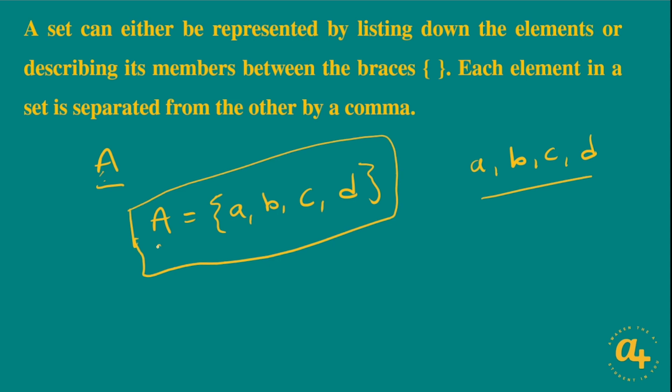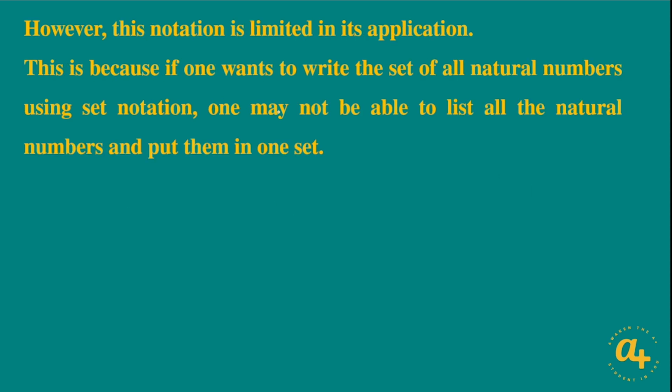On this side, we have the name of the set, which is set A, and on this other side, we have the physical representation of the set, which includes both the braces and the elements in between the braces. So what we've practically just done here is list down the elements of a set in order to represent the set itself. We can see that representing a set by simply listing down its elements in between braces is very easy. However, this notation is limited in its application.